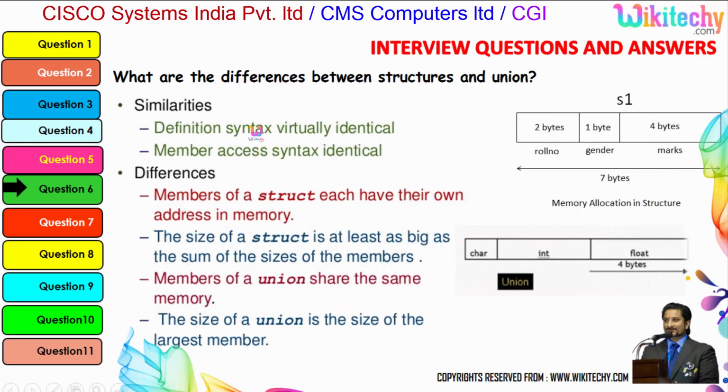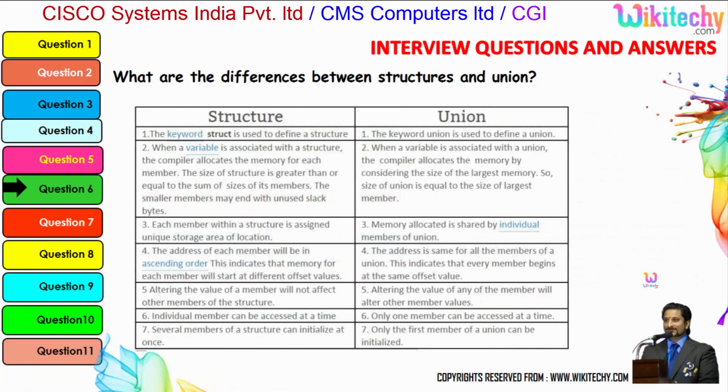The definition syntax is virtually identical. The member access syntax is also identical, but the members of a structure each have their own memory address. So the size of the structure is the addition of all three. Over here, members of a union share the same memory. The size of the union is the size of the largest member. So here are the quick definitions of structure and union.